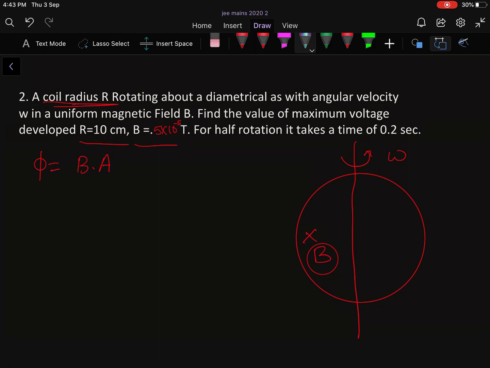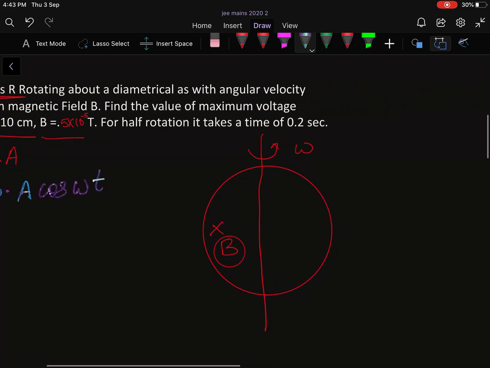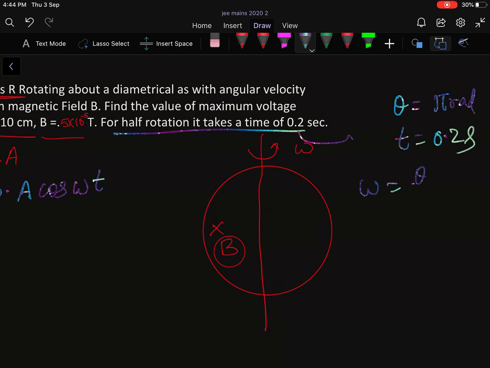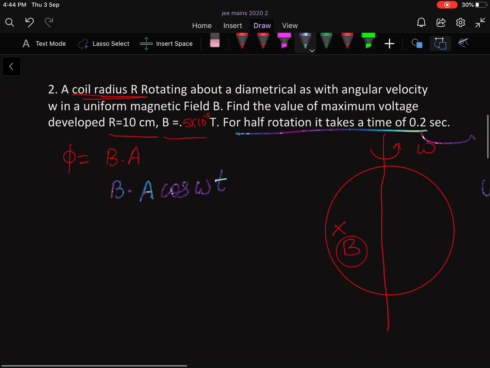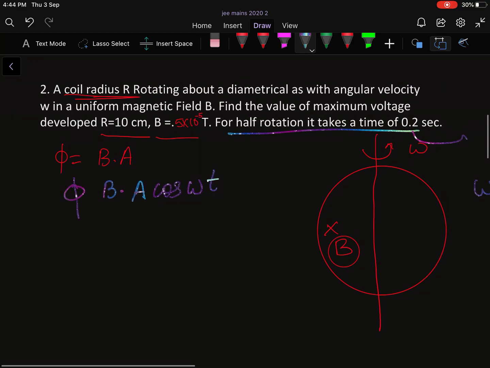So what will happen here, we can take B as constant, uniform, and A becomes A cos omega t. Omega is the angular velocity, and we know that for a half rotation theta is pi radian, and t is given as 0.2 seconds. So omega will be theta by t, and that will be pi by 0.2 radian per second. So this is the flux phi.